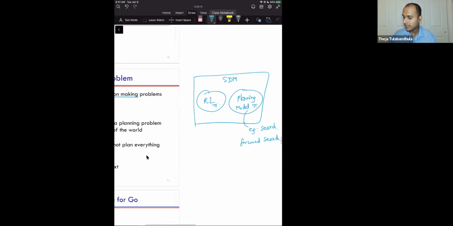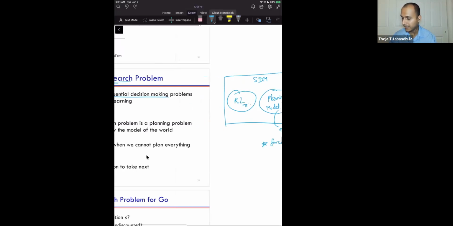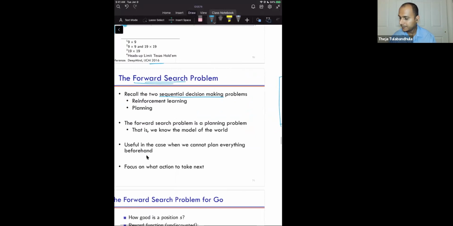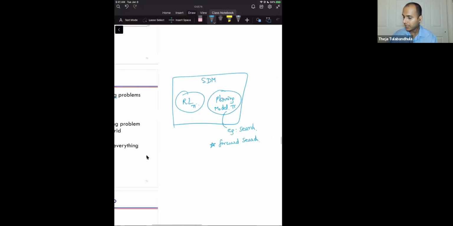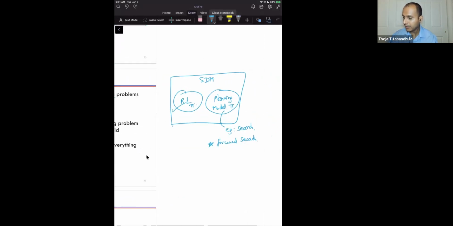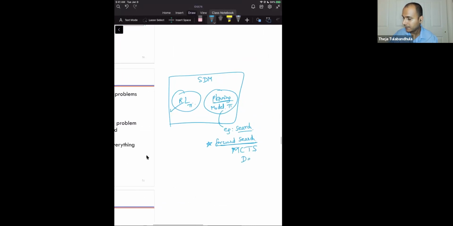This distinction I'm going to explain pretty soon. So this is the lay of the land. We've looked at RL and AlphaGo. We're going to focus on planning-based problems, in particular search and forward search. And inside forward search, we're going to look at an algorithm called MCTS, Monte Carlo tree search.